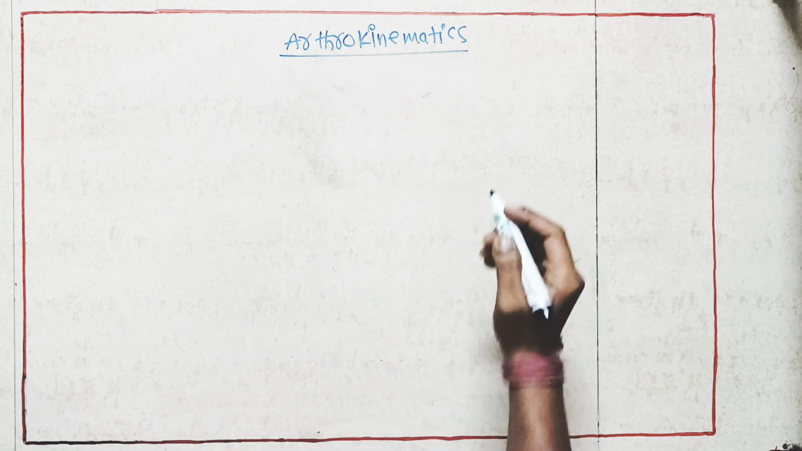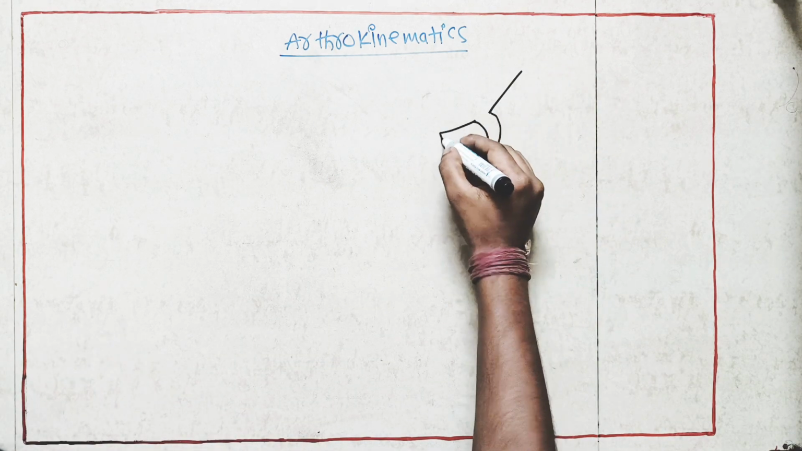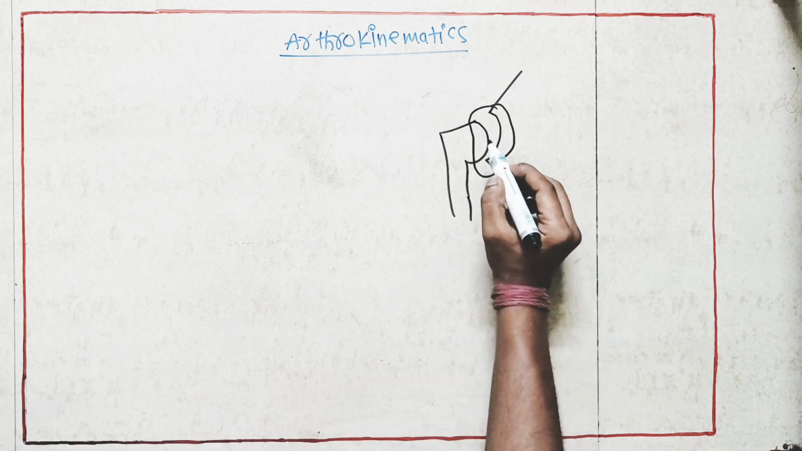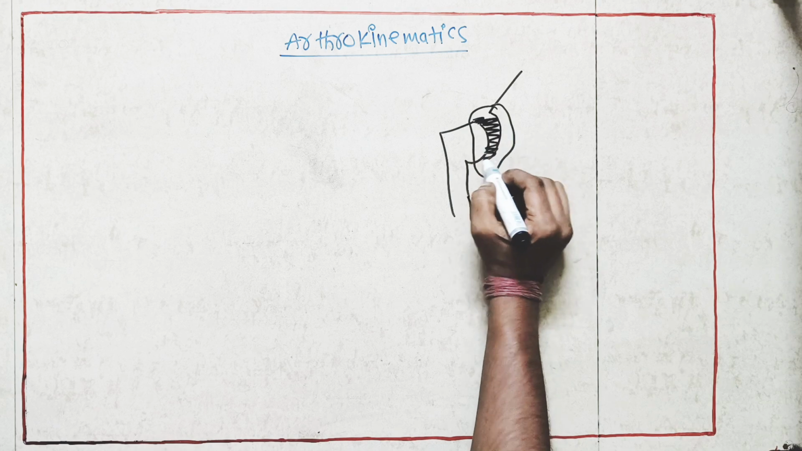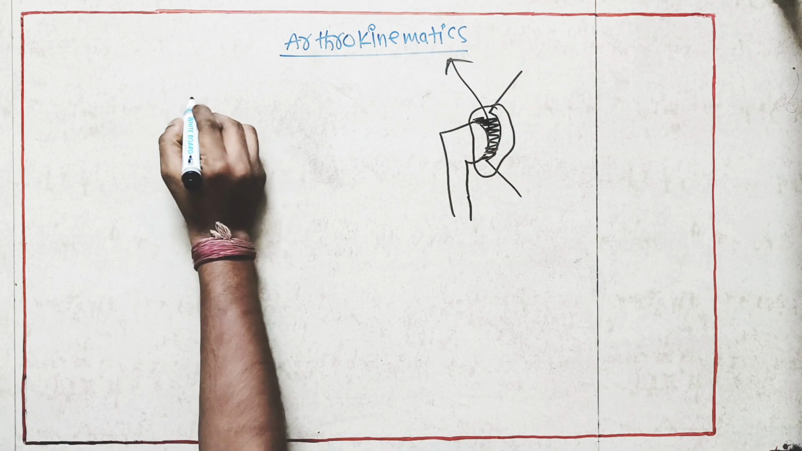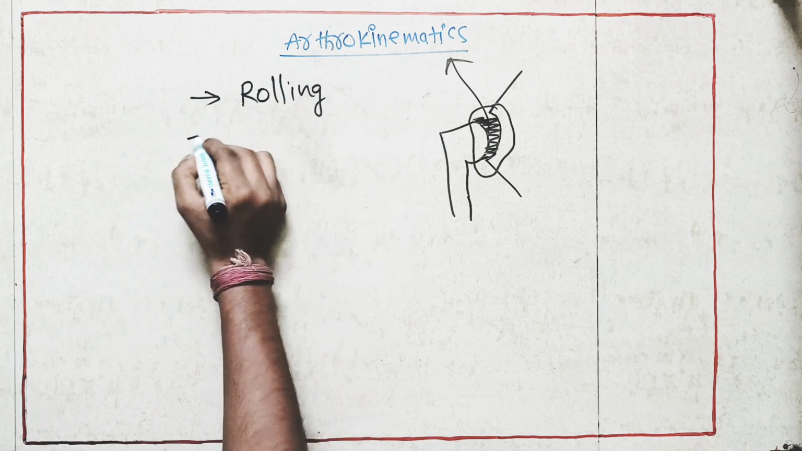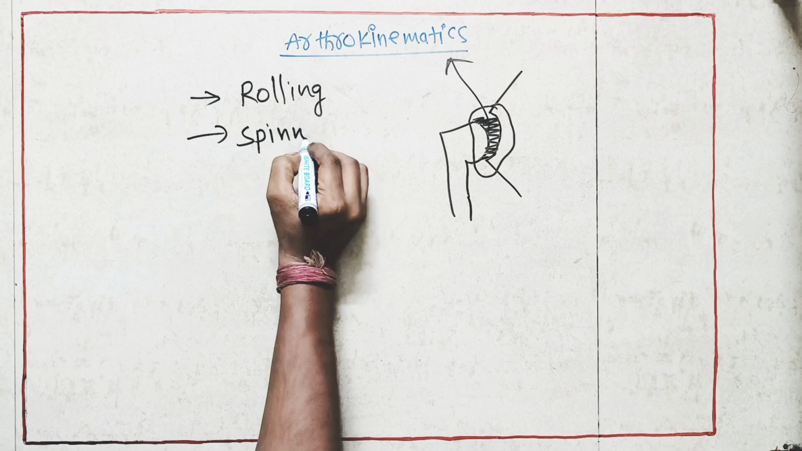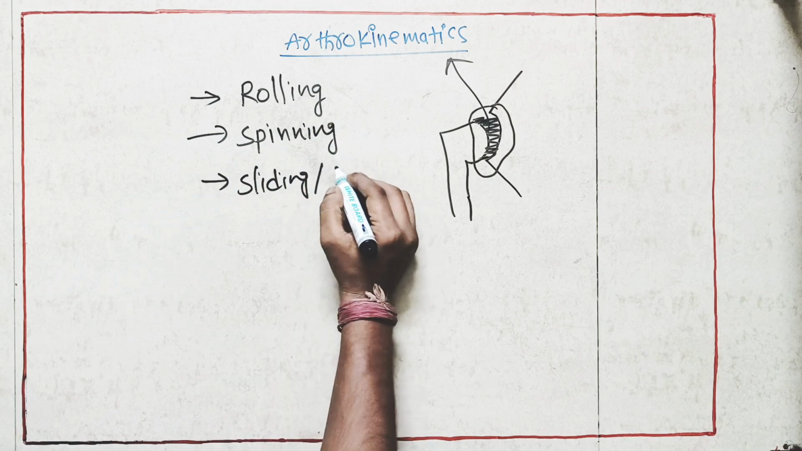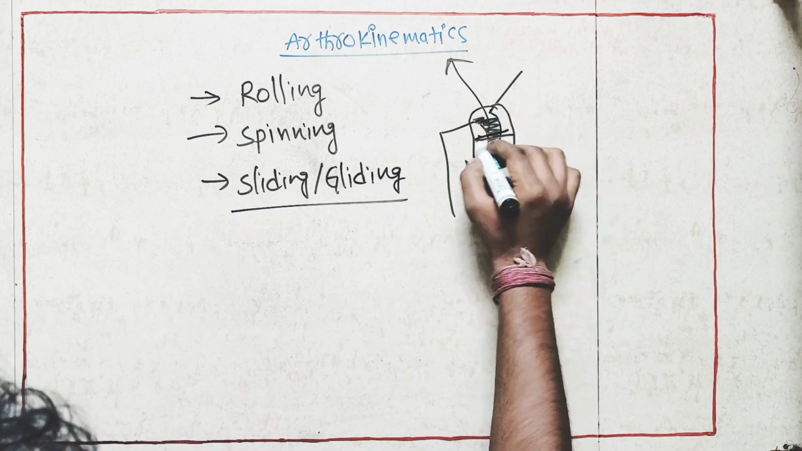Arthrokinematics. Arthrokinematics means, suppose we take one joint, here I am taking the shoulder joint. The movements which happen between the articular surfaces are called arthrokinematics. In arthrokinematics, we have these movements: first, rolling movement; second, spinning movement; third, sliding, also called gliding movement. So these are the movements we have between two articular surfaces.